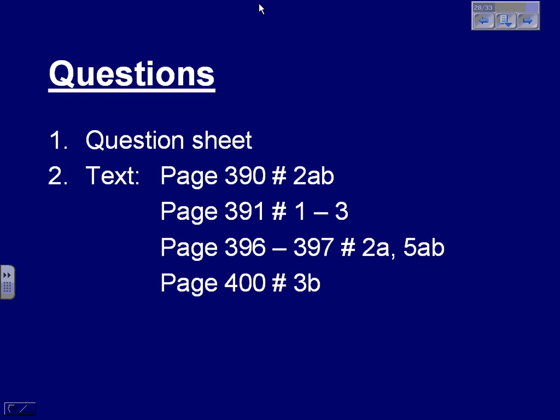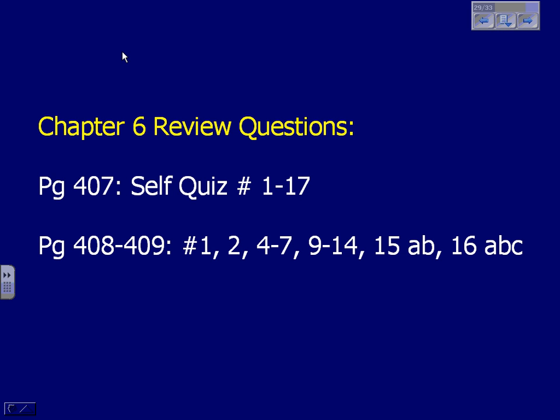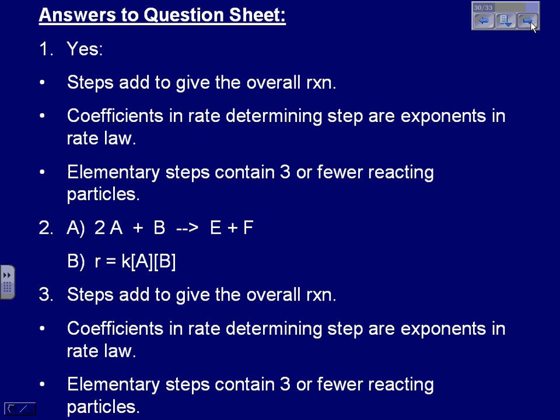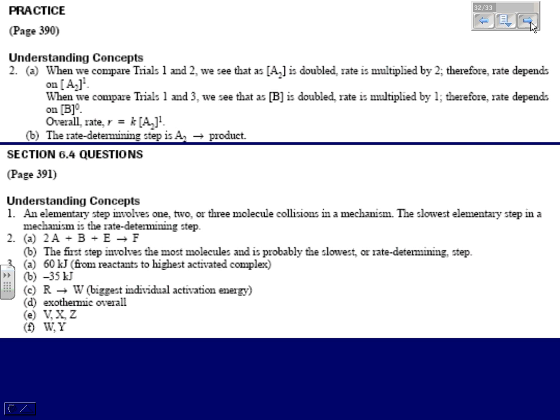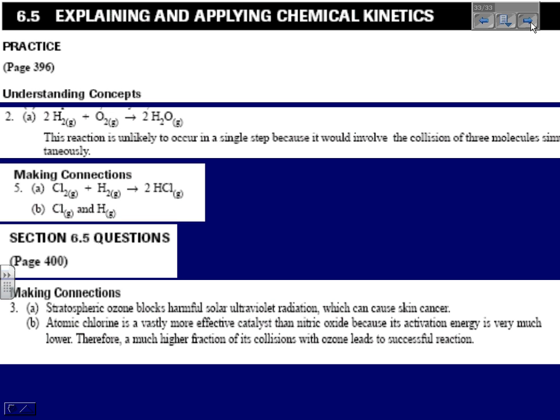Okay, so there you go. The question sheet will either be handed to you or you can track it down online. There are some questions also out of the textbook concerning reaction mechanisms. And there are some chapter review questions out of the textbook in preparation for the test. And there are some answers to the question sheets. Again, you can get that on the notes on the PowerPoint online. You can go back and see that. And those are some textbook answers. Those are old, but you can also get them online.